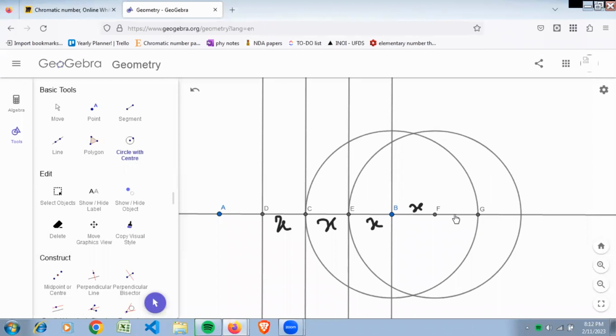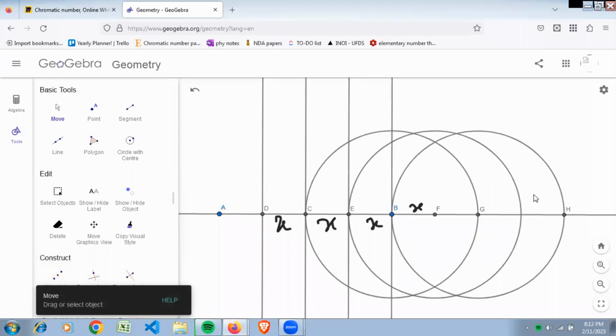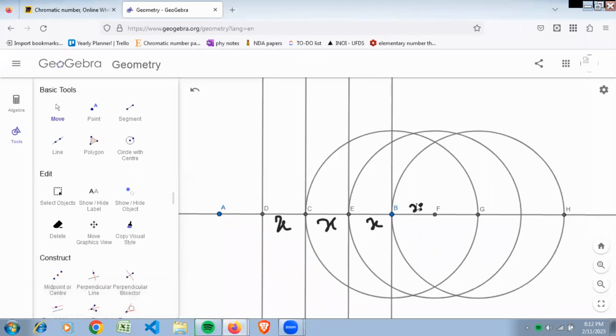X, 2X, 3X, 4X, X, 2X, 3X. And then I can also do G over F. No, F over G. What am I doing? This thing, G over B over G. At this point, H, this will be the reflection of A over B.